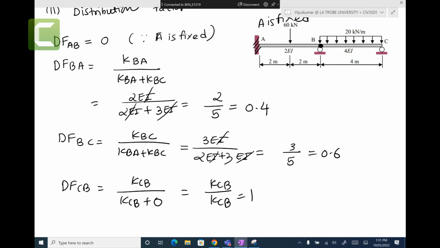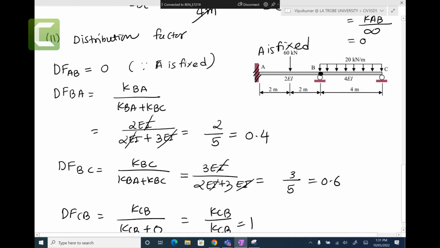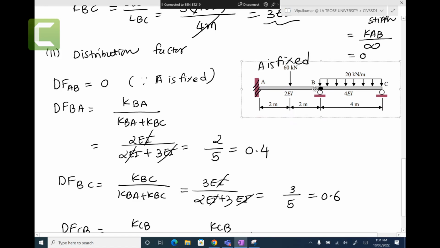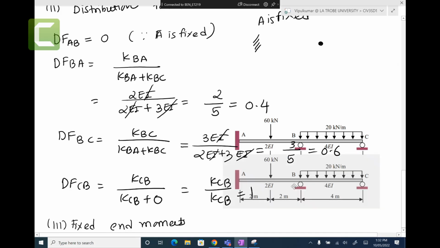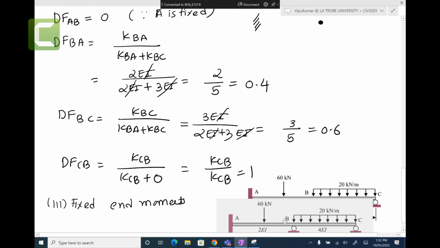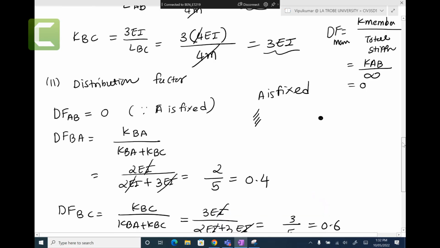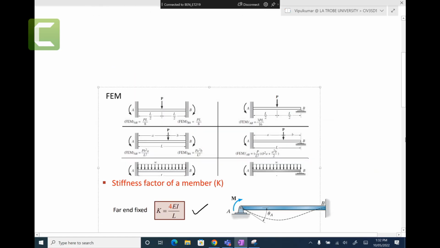Now the next, third step, we're going to do the fixed end moments. I think you have done the fixed end moments previously. Let's get this figure back to here, and let's get this table down.